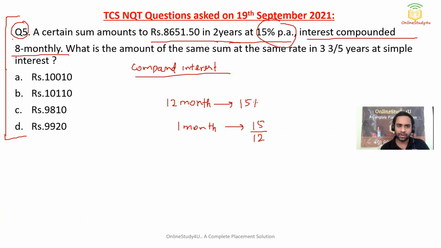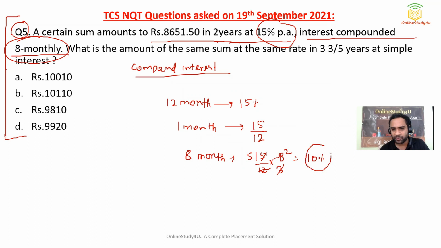Now, it is compounded 8 monthly. So in 8 months, how much interest will we get? 15 by 12 into 8. So 4 twos are, 4 threes are, and 3 fives are, so it will be nothing but 10%. So you will be getting a 10% rate of interest. Are we clear about that 10% now?